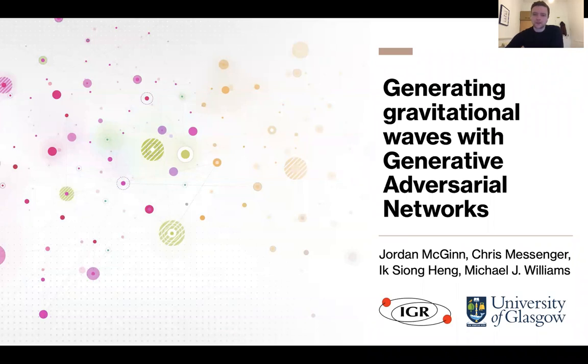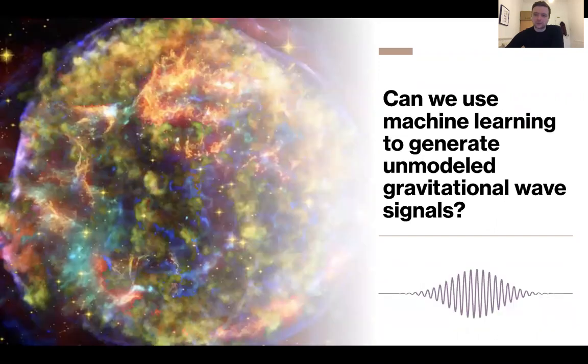Okay, the topic I'll be discussing today is generating gravitational waves with generative adversarial networks. And the question that we're really trying to solve here is, can we use machine learning to generate unmodeled gravitational wave signals? Now, what do we mean by unmodeled?